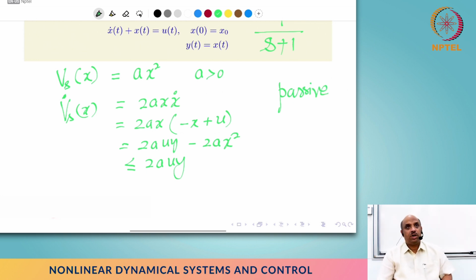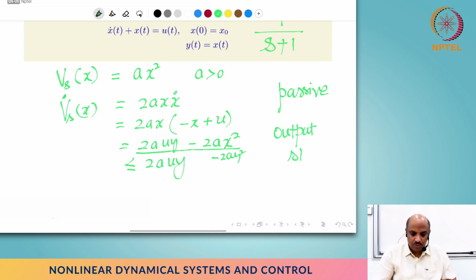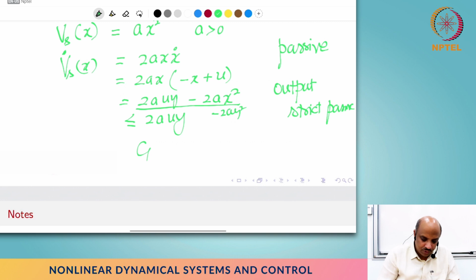One may be wondering what this a is doing, and we can scale this thing, pick a to be some number that is convenient. But more importantly, if you look at this, sorry, this is the output, this is nothing but minus 2a y square. So this is output strict passive. So we have a system G that is output strict passive, therefore it is certainly passive. We have passivity for free if we have output strict passivity.